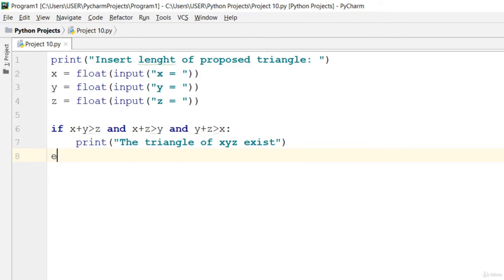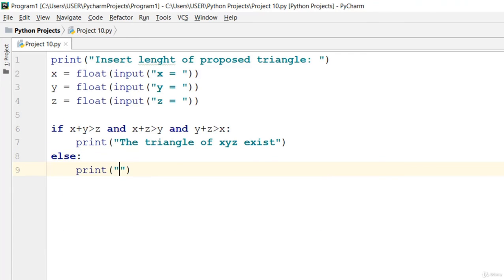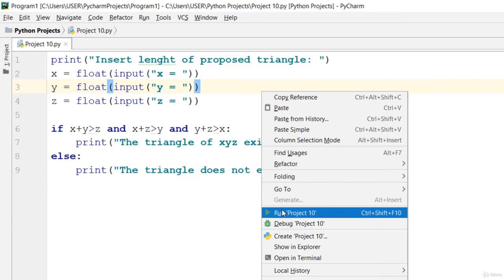So else, go ahead and print out: the triangle does not exist. Alright, so if this condition is met, then that means the triangle exists, and if this does not meet up, that means the triangle does not exist. Let's run this code and check it out.